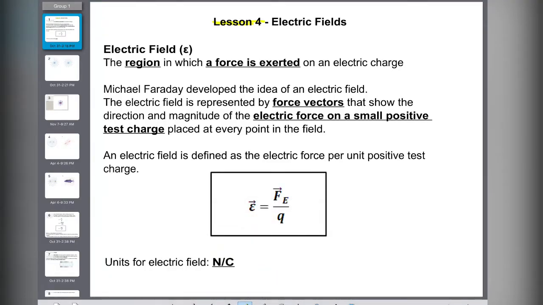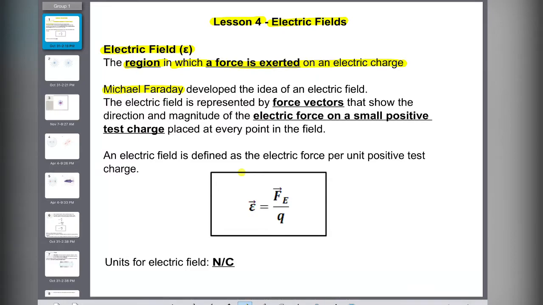Okay, so we're going to be moving on to lesson 4, talking about electric field. What is an electric field? Read the definition: the region in which a force is exerted on an electric charge. It was developed by Michael Faraday. I don't know if you've heard of his name. He also helped develop a lot of different principles, like the motor principle. So he's the one who developed the idea of an electric field.